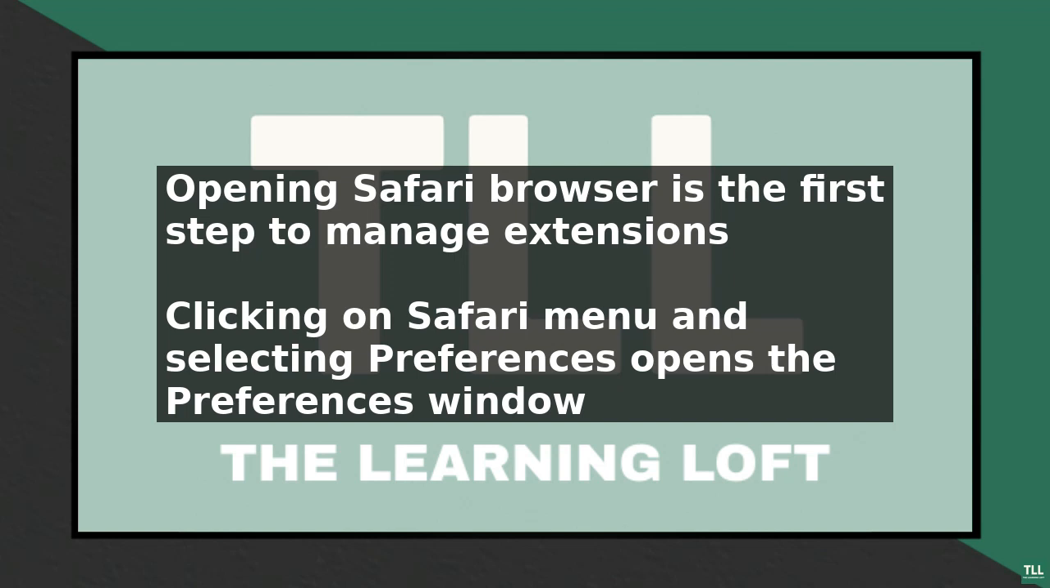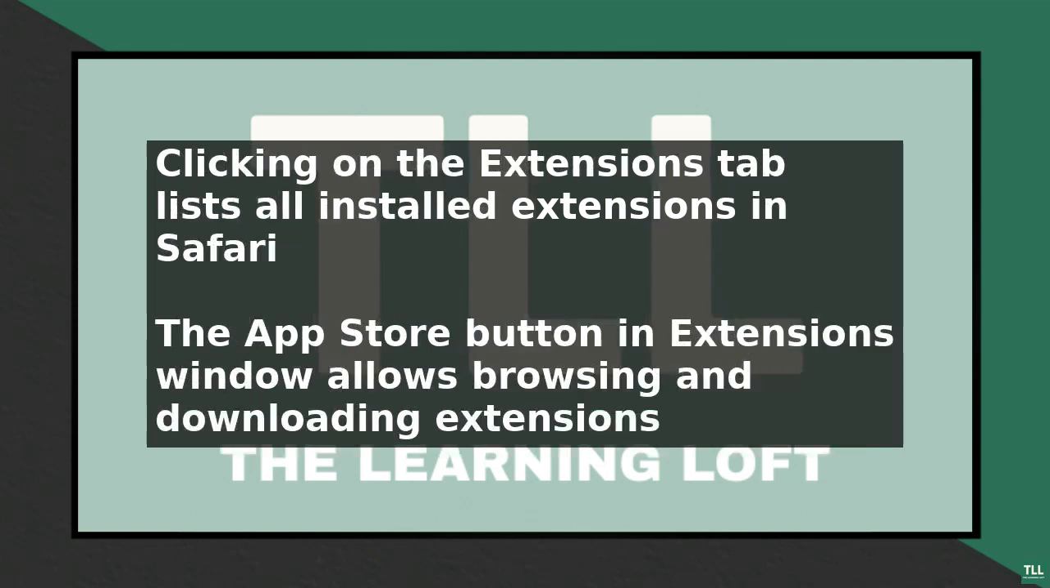First, click on the Safari menu in the top left corner of the screen and select Preferences. This will open the Safari Preferences window. Click on the Extensions tab, which is usually located on the top right corner of the window. This tab lists all the extensions currently installed on your Safari browser.